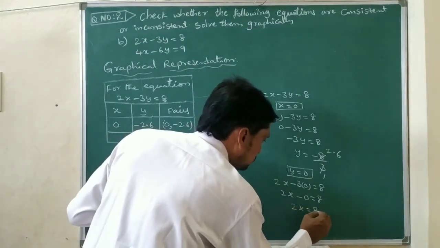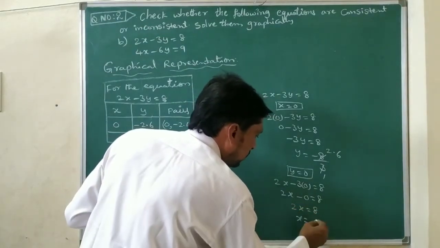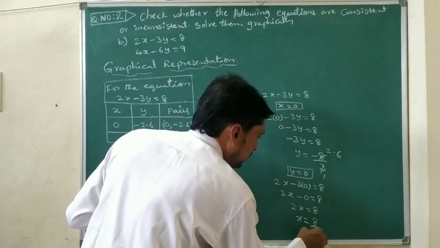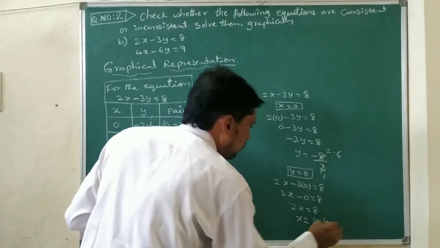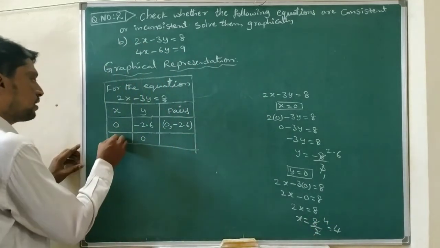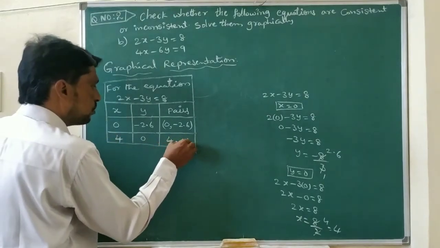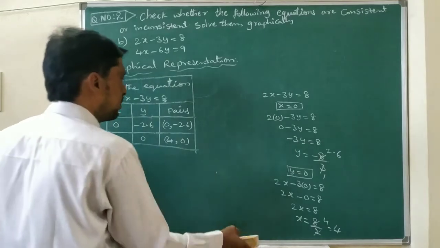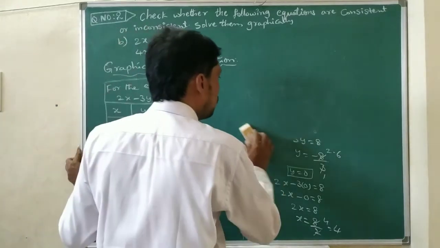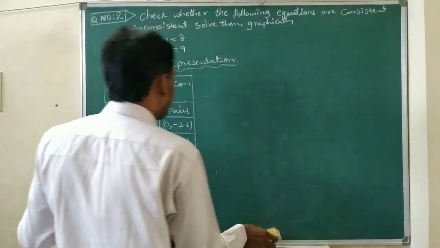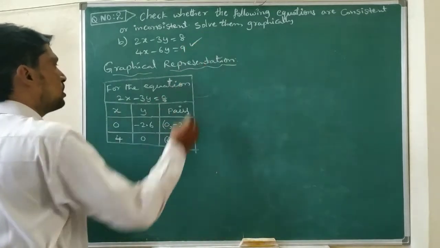2x equal to 8. So x equals, this 2 you can transpose to the right, 8 by 2. 2 ones are 2, 2 fours are 8, so we get x equal to 4. That value you can take here, 4. So the pair is 4 comma 0. That pair is 4 comma 0. Now, in the same way, you can take the second equation also.